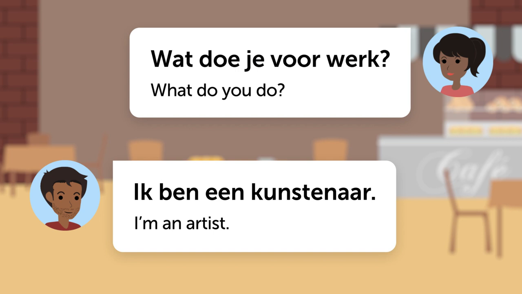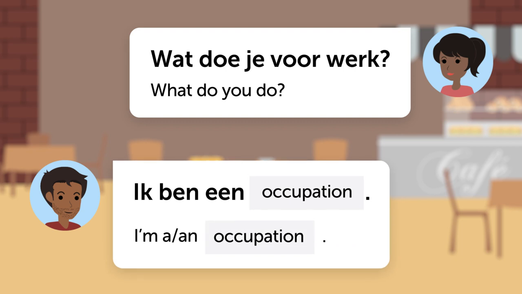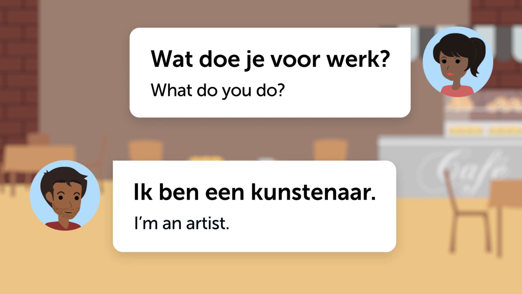Now, how do you answer this question? This is the pattern you'll need. Ik ben een, your occupation. I'm a, an, your occupation. For example, I'm an artist. Ik ben een kunstenaar.